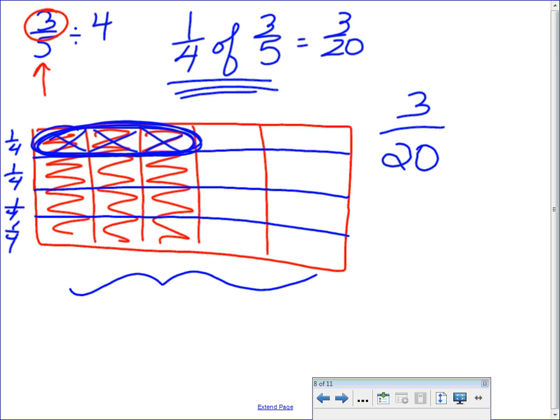So for your homework, you need to make sure that you're writing the division equation, that you're drawing your model, and you're writing your multiplication equation. Your homework always has to be done on loose leaf.